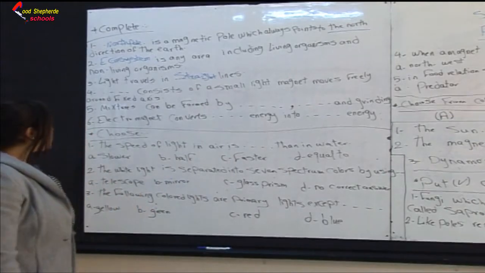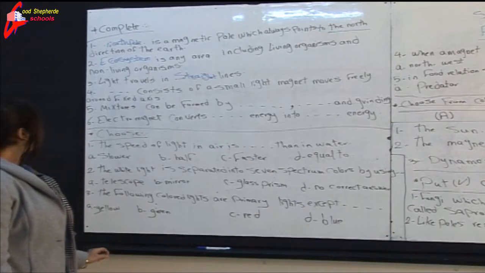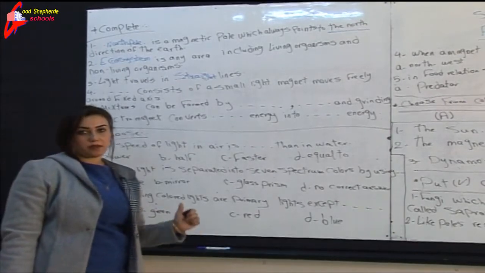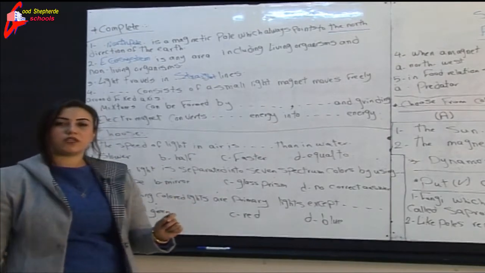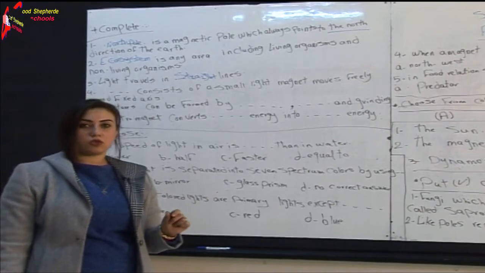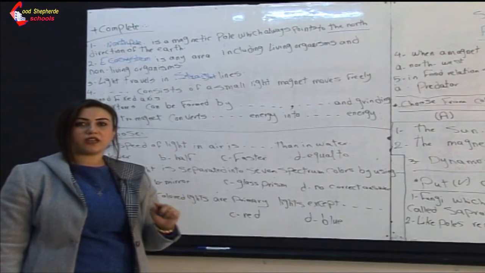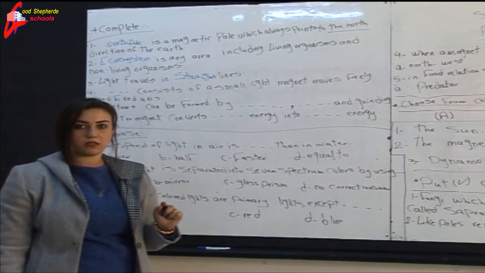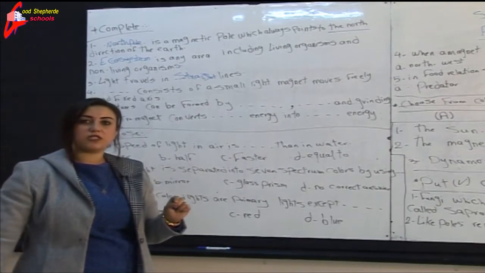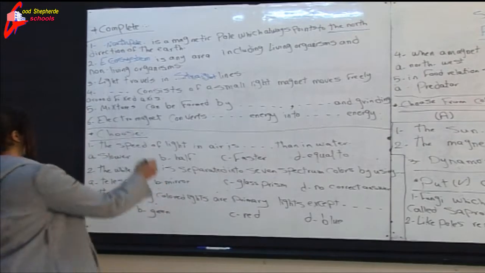Number four, blank consists of a small light magnet that moves freely around a fixed axis. In lesson magnetism, do you remember that a use of magnet is the compass, and it consists of a small light magnetic needle that can spin freely around a fixed axis? And the property of compass is used to identify the main four directions. So the answer is compass.